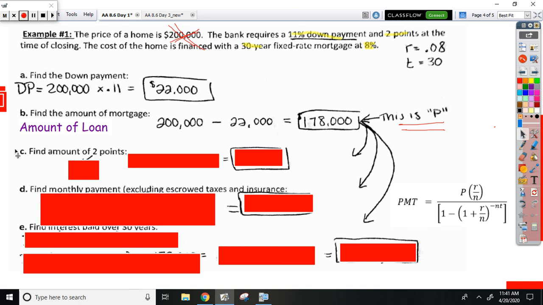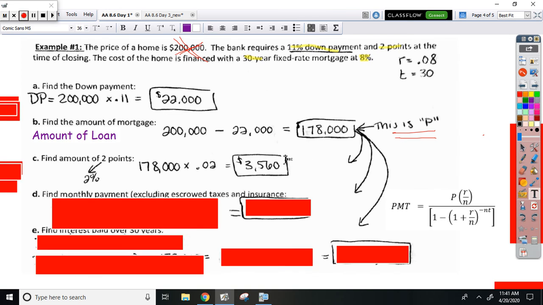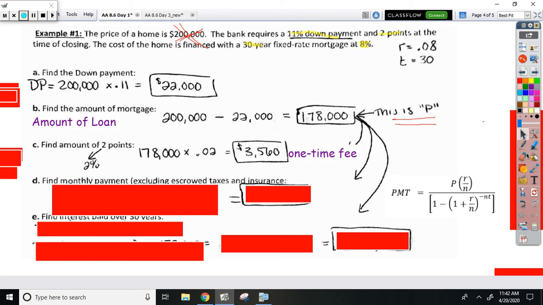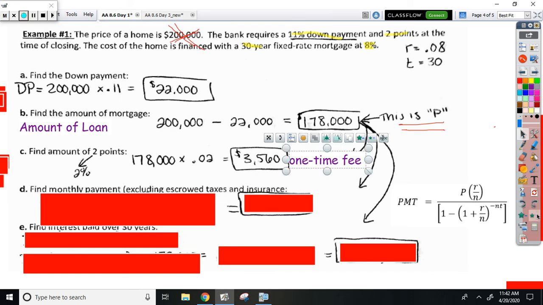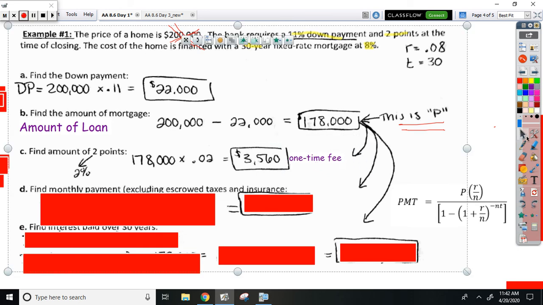All right. Then they ask us to find the amount of 2 points. Remember, 1 point is 1%, so 2 points is 2%. So we just need to calculate 2% of the amount of our mortgage, which would be $178,000 times 0.02, changing 2% to a decimal. Multiply those together and we should get $3,560. Remember, this is just like a separate one-time fee. This does not affect any of the future calculations. We don't add it, subtract it, anything. It's just a side fee that you're paying for your interest rate.